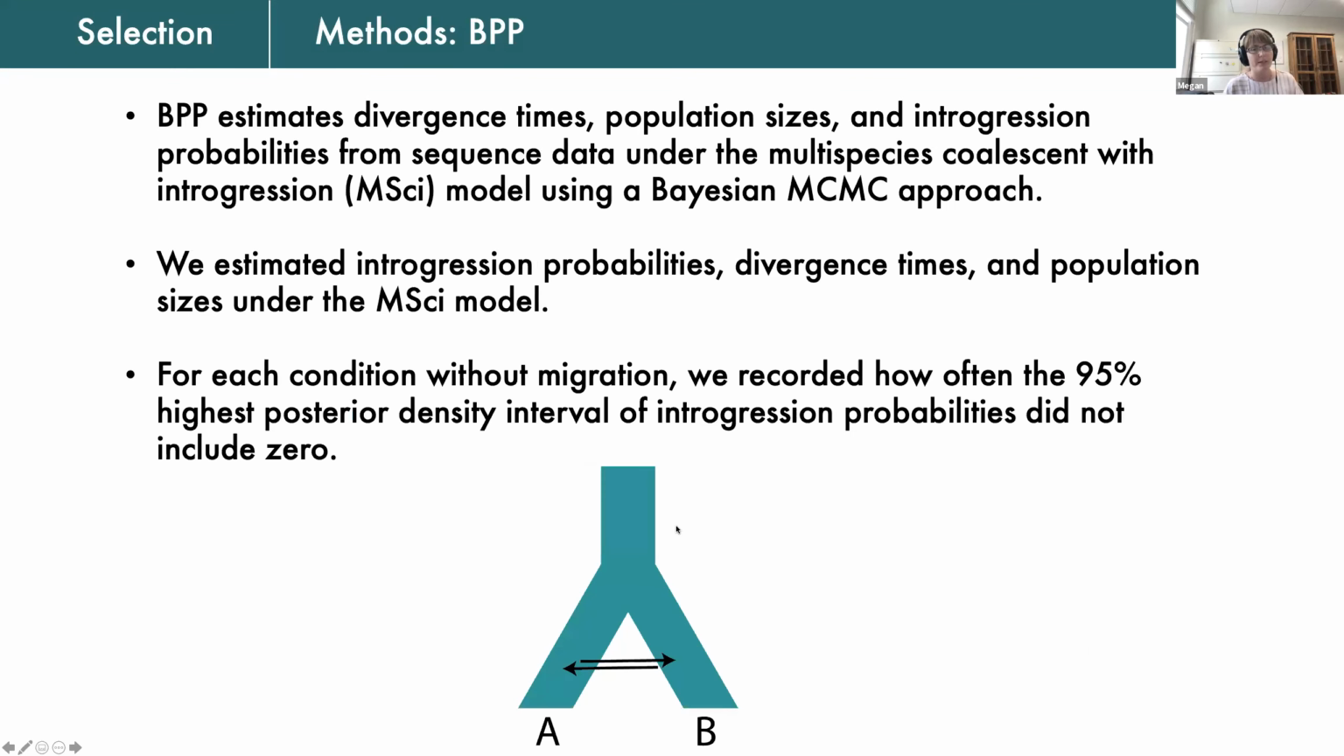Finally, we use BPP. BPP is a bit different than these other two approaches in terms of the model. The model has a single integration edge instead of continuous gene flow. And it's a Bayesian approach, so it takes a lot longer to run, but it's able to estimate posterior distributions of our integration probabilities, divergence times, and population sizes. We look at those and record how often the 95% highest posterior density interval does not include 0. The idea here is that if there's no migration, those intervals should include 0.